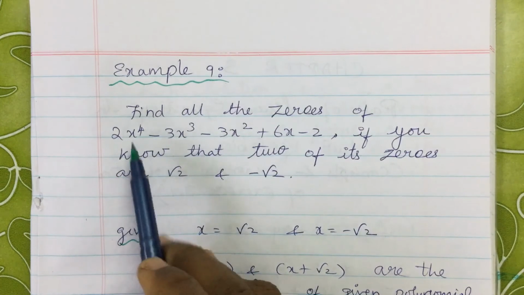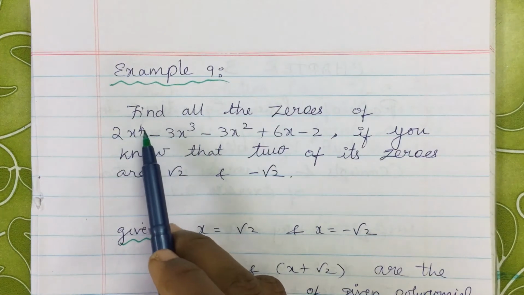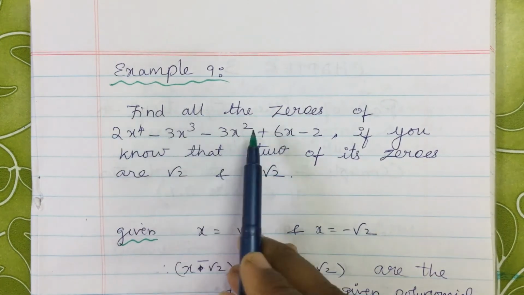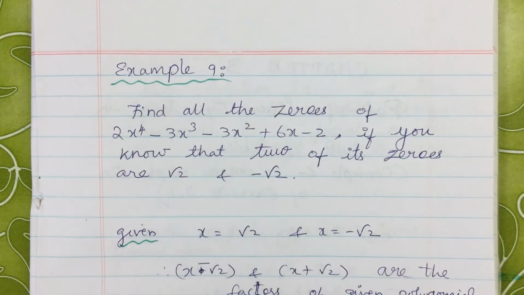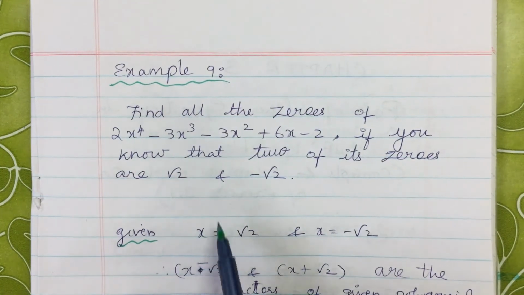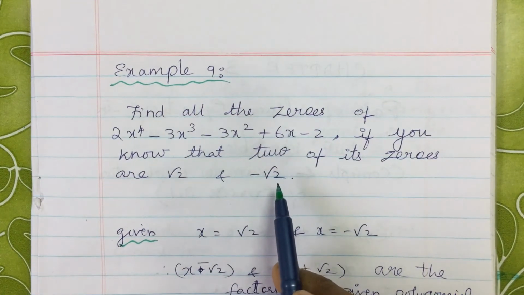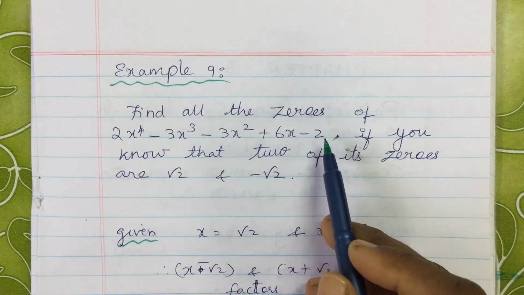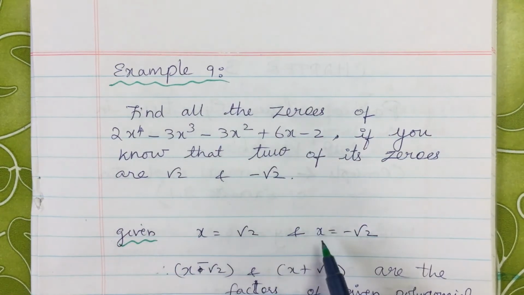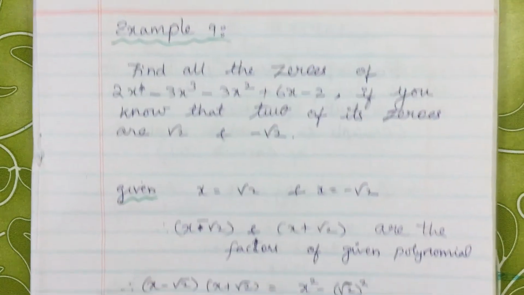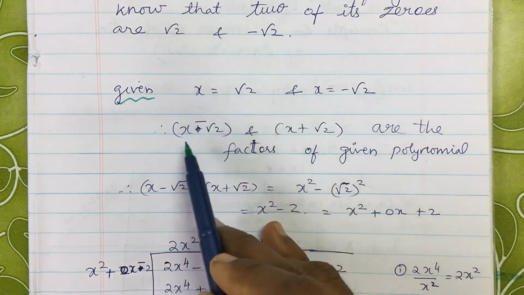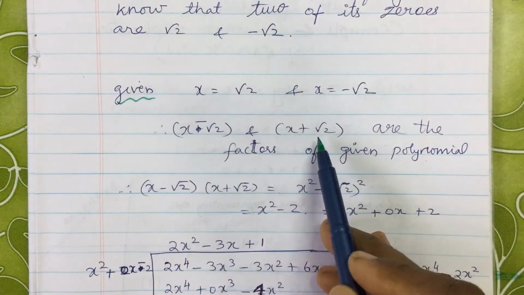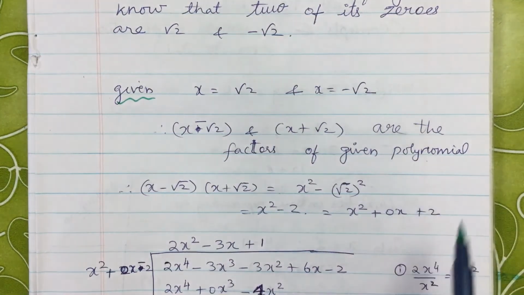So first you have to check the powers of x: 4, 3, 2, 1 and 0. Your first condition is you have checked, and given root 2 and minus root 2 are the two zeros of this particular polynomial. So I have taken x is equal to root 2, x is equal to minus root 2. Bringing the root 2 to the left hand side, I am getting x minus root 2 and x plus root 2 are the factors of the given polynomial.